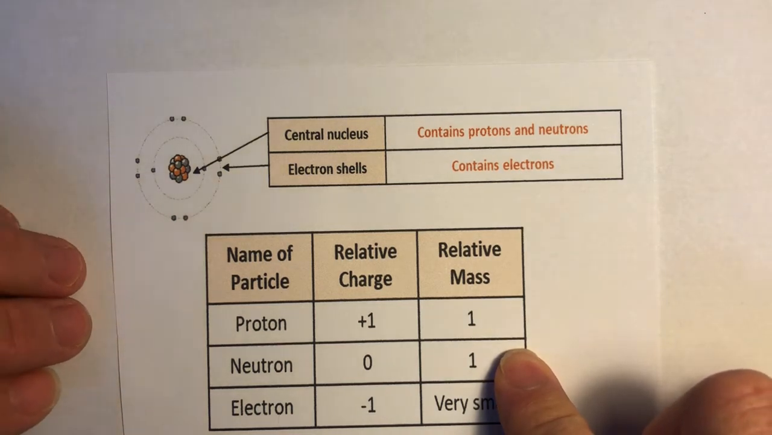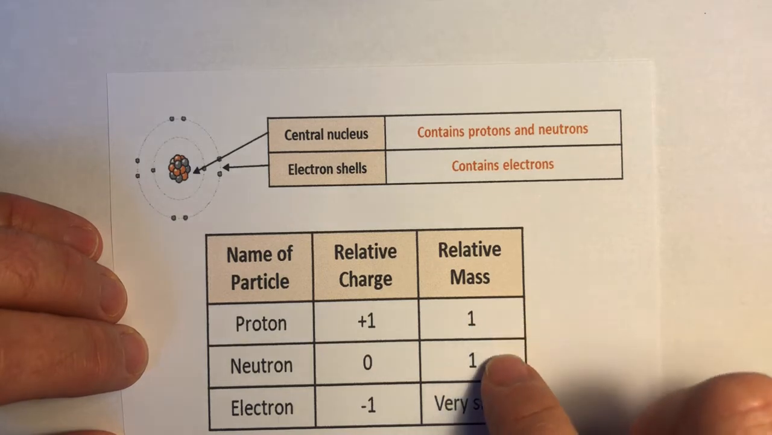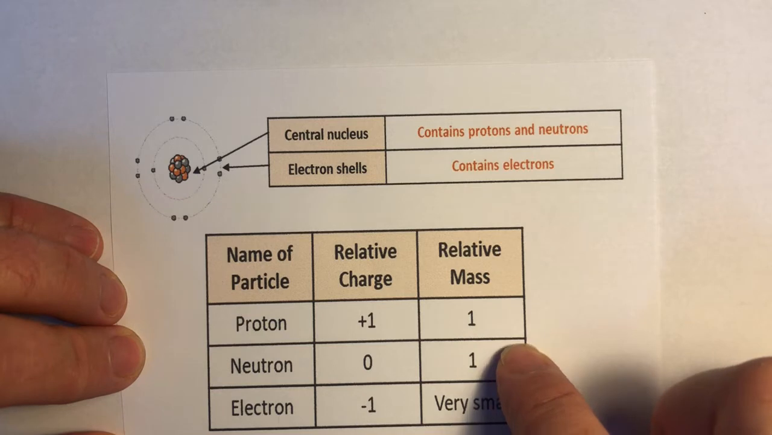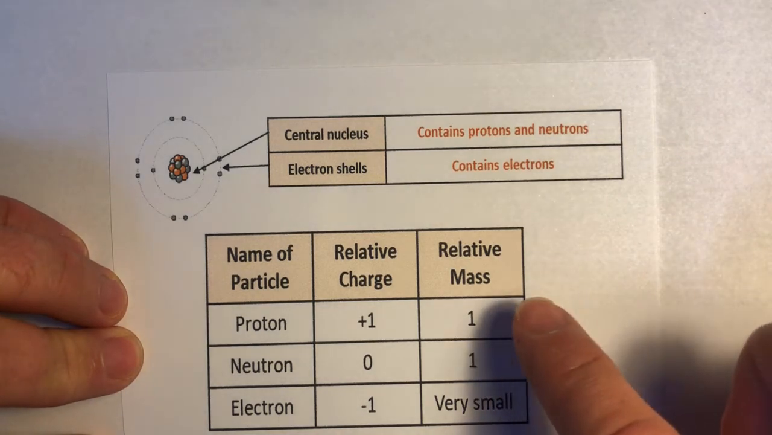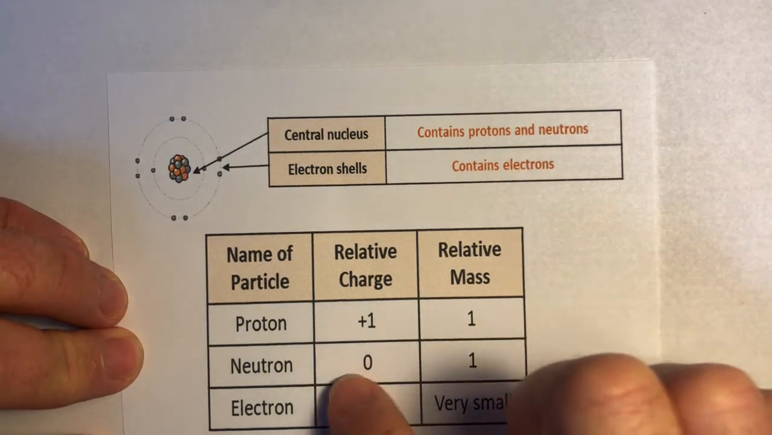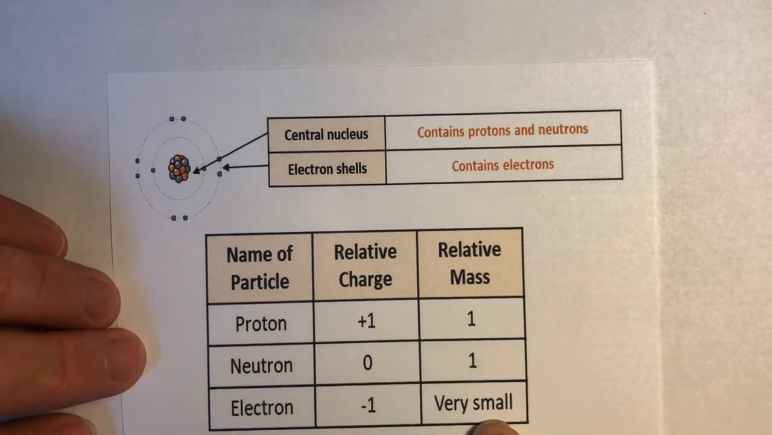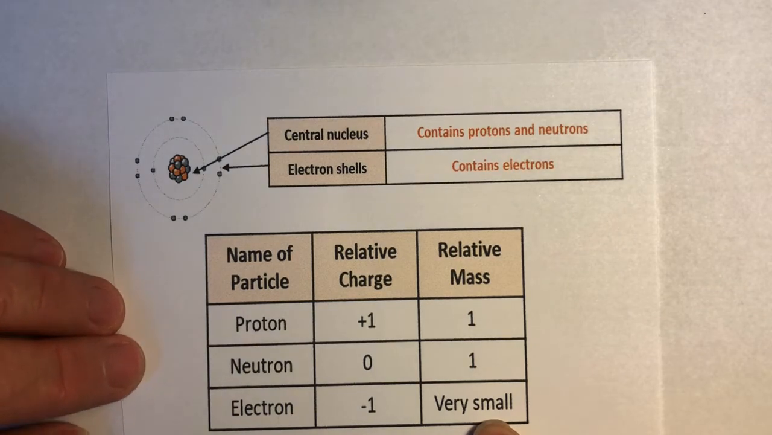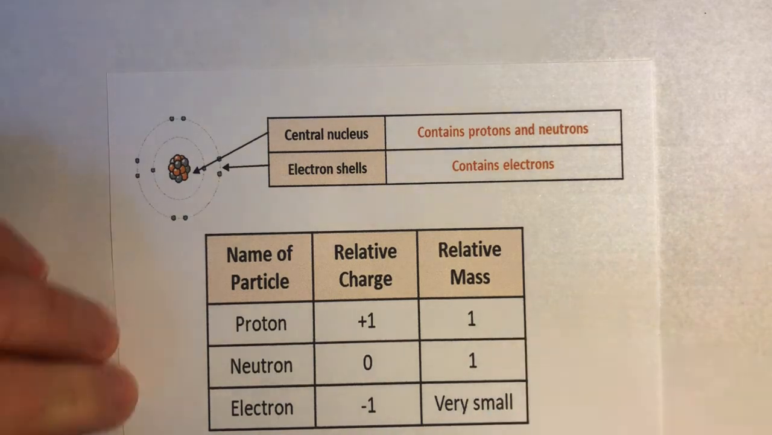Now, these numbers here, the 1 and the 1, right, have no units. What that basically means is that they're relative to each other. So the proton and the neutron are relatively the same mass. What you can then do is compare all the other elements based on the proton having a mass of 1 and the neutron having a mass of 1. The electron's mass is very small, or sometimes it's called negligible. Negligible meaning it almost doesn't exist, right? It's a very small fraction of these other two here.